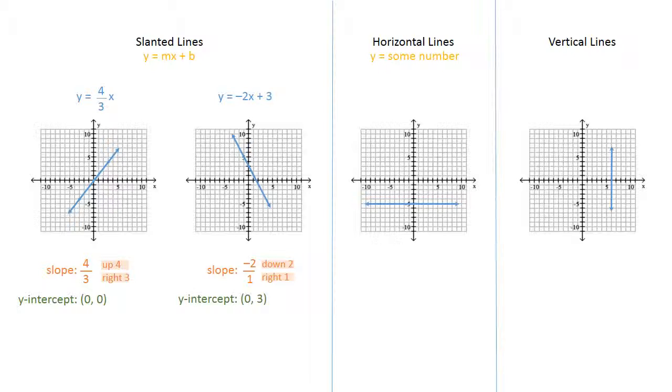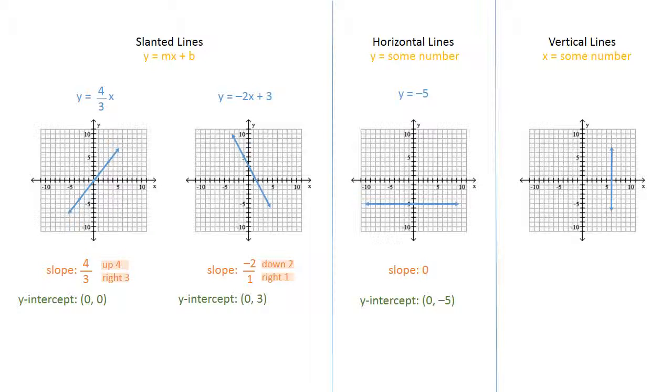Horizontal lines are all going to be y lines, so it'll be y equal to some number. In this particular graph, y is equal to -5, and it's a horizontal line. The slope of a horizontal line is 0 because you can walk on a flat surface. And the y-intercept of this particular line is 0, -5. So horizontal lines will have y-intercepts.